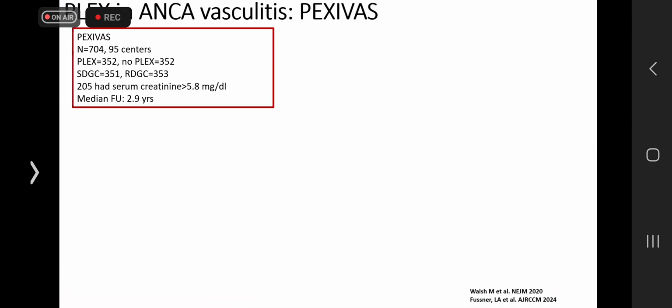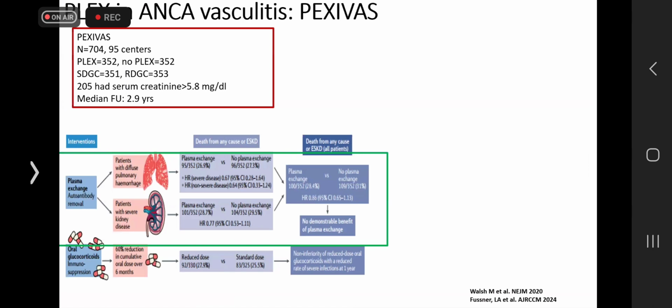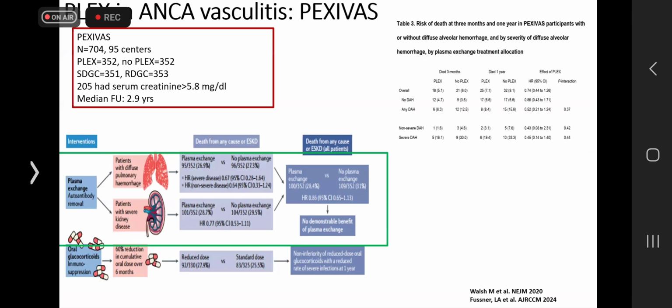So here is the data on PLEX. Again, looking at the primary outcome of death from any cause or ESRD, no difference between plasma exchange group and no plasma exchange group. And here is a recently published sub-analysis or post-hoc study of patients with alveolar hemorrhage, about a third of the patients in the PEXIVAS trial had alveolar hemorrhage.